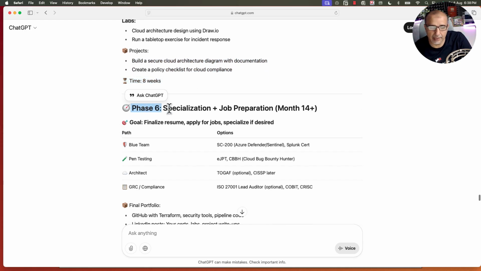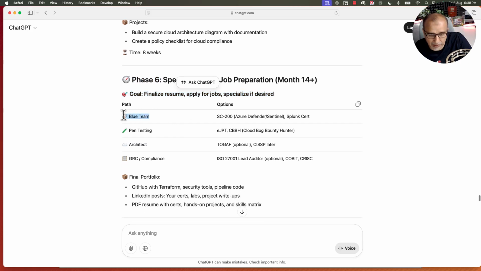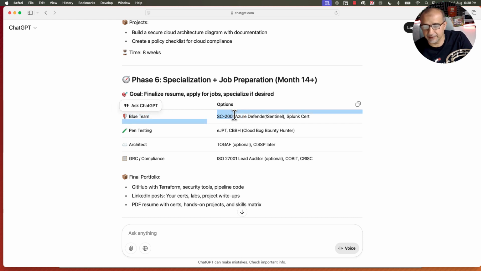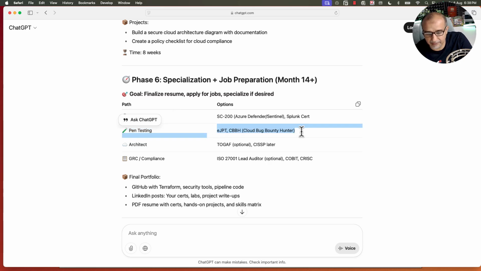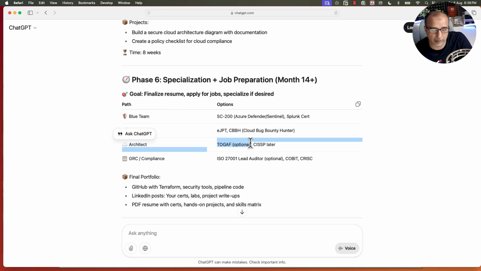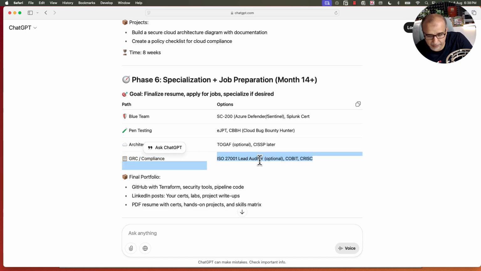Phase 6 is preparing your resume, your profile, your GitHub profile, your LinkedIn profile, and applying for jobs. And you can also specialize if you'd like to. That is the blue team, for example: take the SC, the Azure Defender, Sentinel, Splunk certificates, pen testing, and some recommended certificates and options. Architect, take the TOGAF. Enterprise architect, and you can take the CISSP later, but this is more on the enterprise side than the cloud. And the GRC and compliance certificate: lead auditor, COBIT or CRISC.